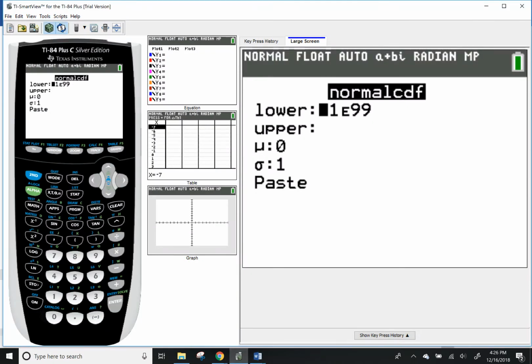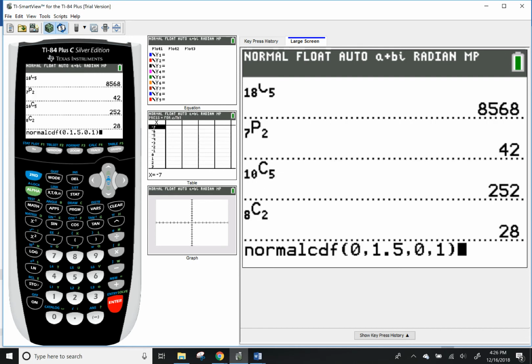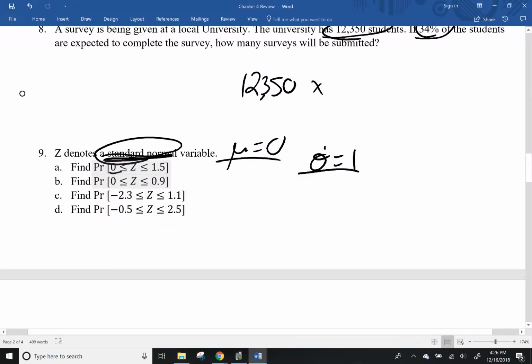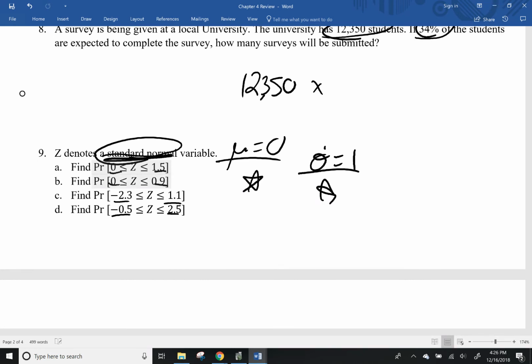So we're going to put 0 for our lower bound and then 1.5 for our upper bound. And mean 0, standard deviation 1 is already there. So I'm going to leave them alone, paste it, and I'm going to get my answer, 0.433. So I'll let you guys work out the rest of those. It's very straightforward. You have your lower bound and your upper bound, lower bound and upper bound. And all of those have the same mean as 0, standard deviation is 1.